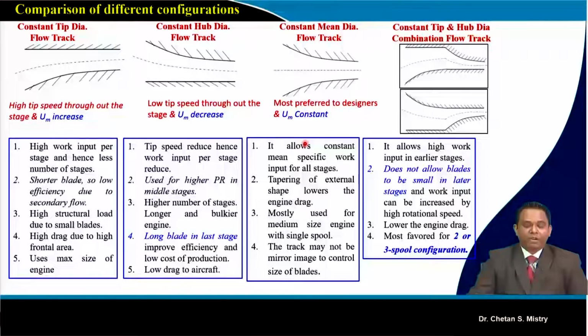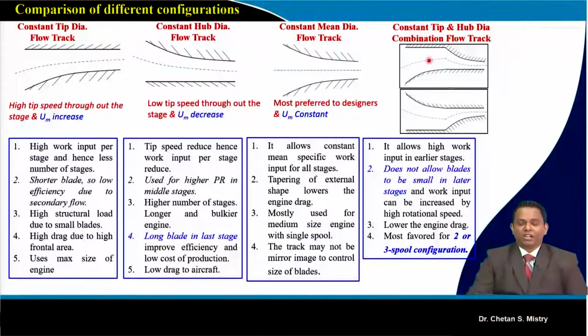Then we discussed the constant mean diameter configuration. If we go with constant mean diameter, you can get more per stage pressure rise. Under that configuration, the shape of our track is tapered, which reduces your drag. And to address the problem with blade height in the later or rear stages, we can adjust the shape of this track. So that is the flexibility we have with constant mean diameter, and we can use it mostly for our medium size engines.